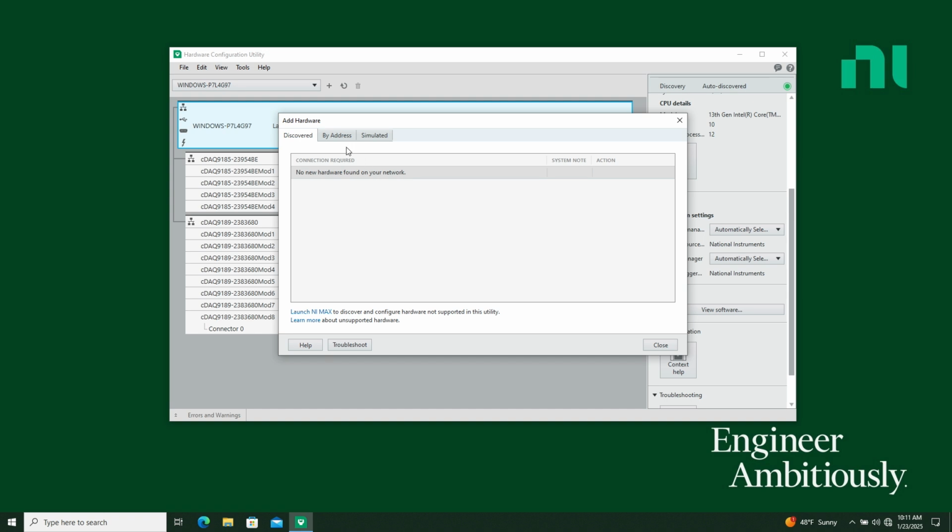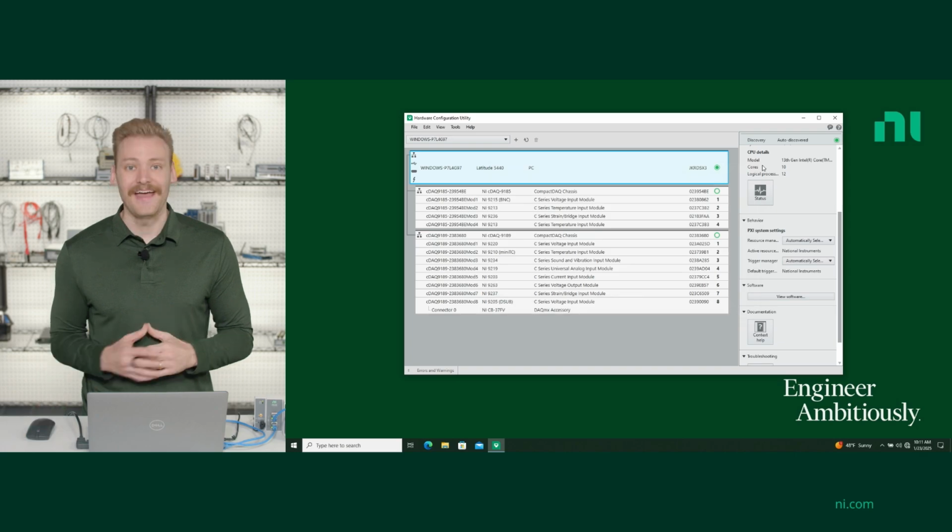Or if you're connecting it over a network, you can go to the by address area and then find it by its IP address or by its host name. Now you know how to daisy chain two different Ethernet chassis.